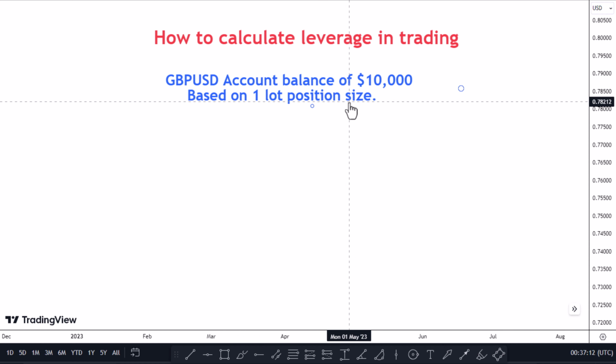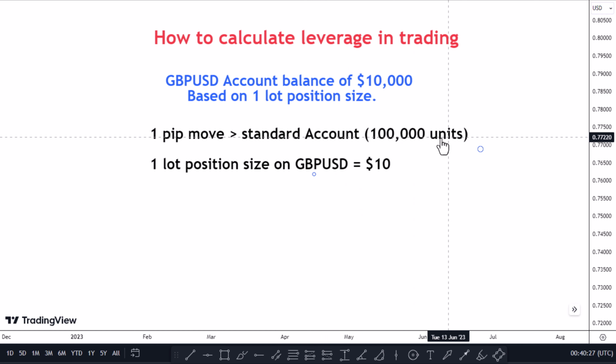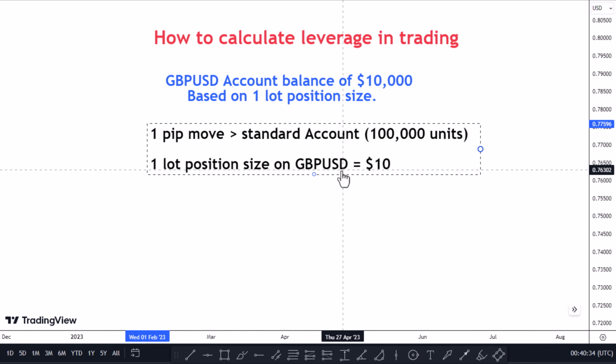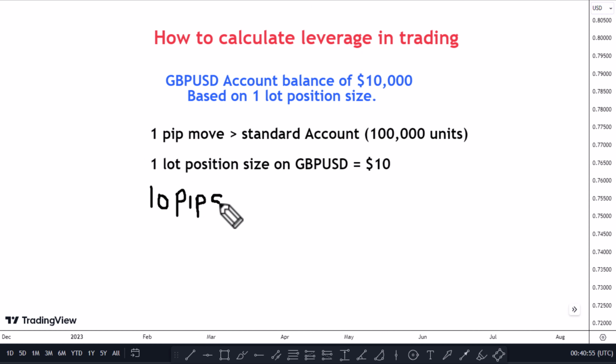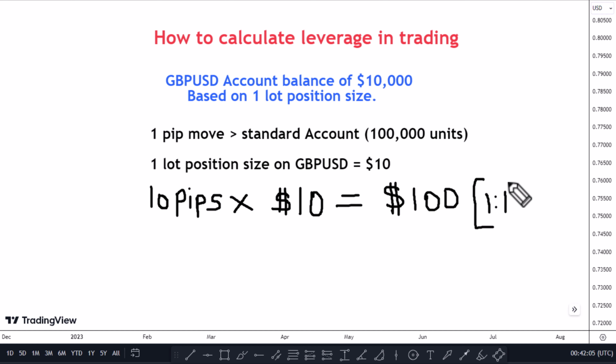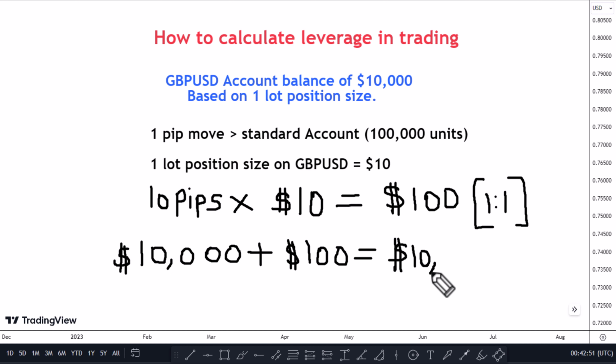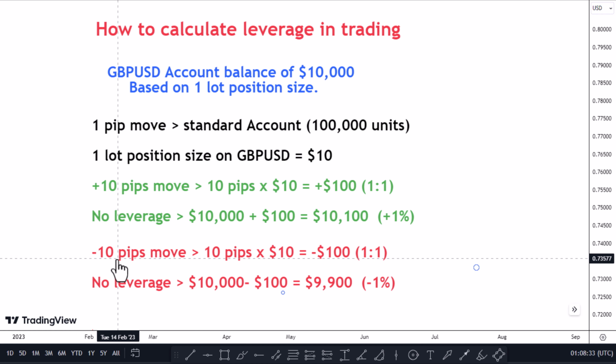Remember, 1 pip movement on a standard trading account of 100,000 units, one lot position size on GBP/USD is $10. It will take 10 pips appreciation to make $100 on the trading account of $10,000 with 1-to-1 ratio leverage, or if you are not leverage trading on GBP paired against USD. This account will turn $10,100, which is 1% gain. 10 pips depreciation will result in a $100 loss on the trading account of $10,000 with 1-to-1 ratio leverage, or if you are not trading on leverage on GBP paired against USD.